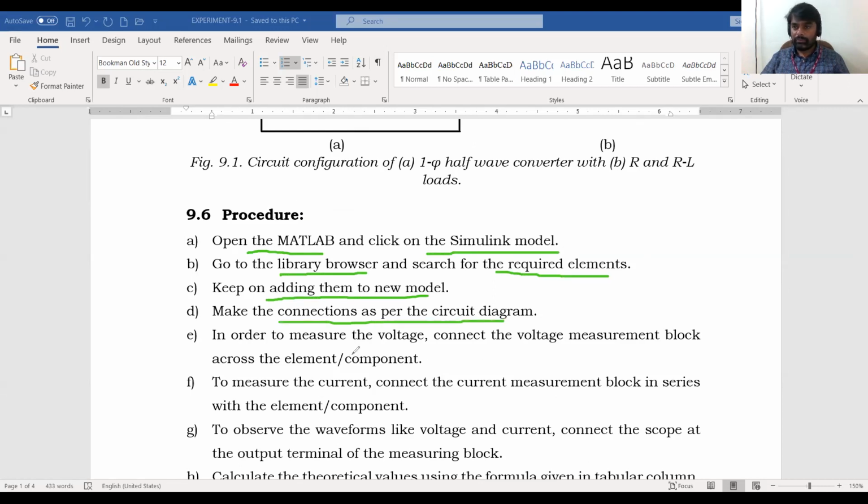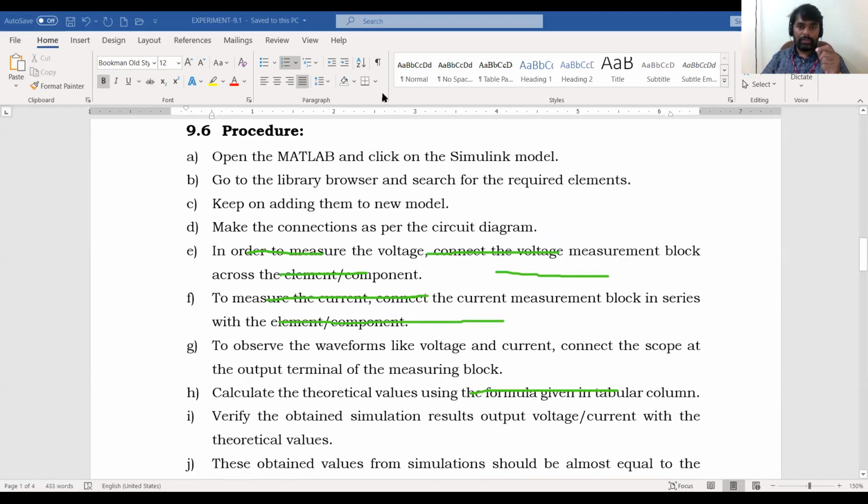And you know that to measure the voltage, we need to connect a voltage measurement block across the element. Similarly, if you want to measure the current, you need to insert the current measurement block in series with the component, and you can see the voltage and current in the scope. So you need to connect a scope here. The voltage measurement block output and the current measurement block output terminal should be connected to the input of the scope, right?